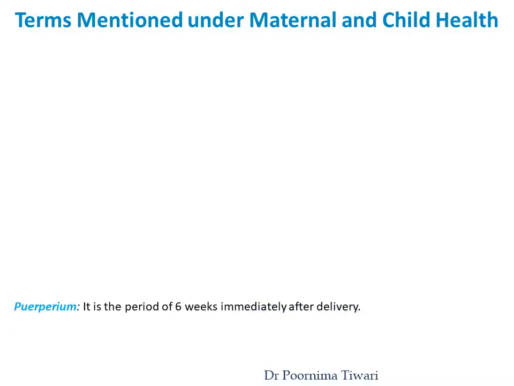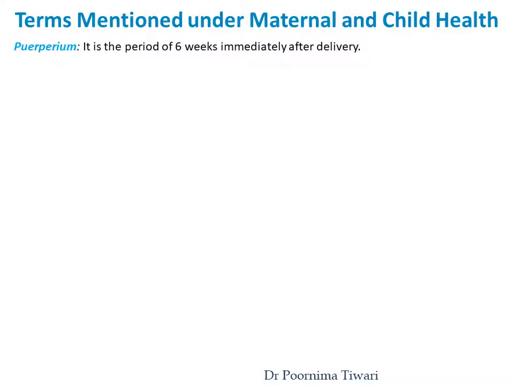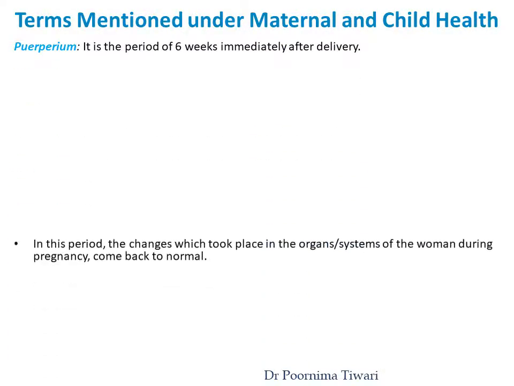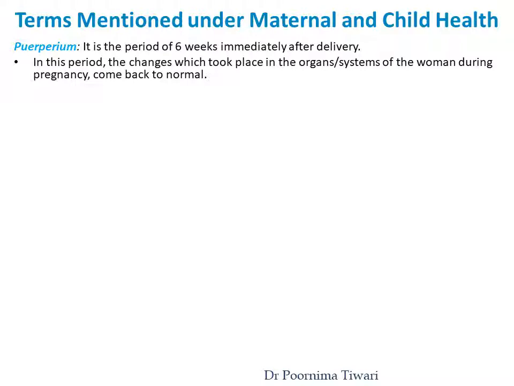Puerperium is a period of 6 weeks following delivery. This period is important because whatever changes took place in the organs and body of the woman during pregnancy slowly revert back to normal state. This puerperium is also known as the postpartum period.